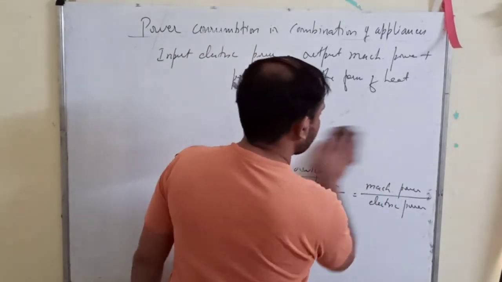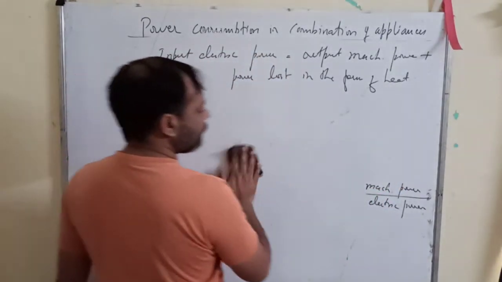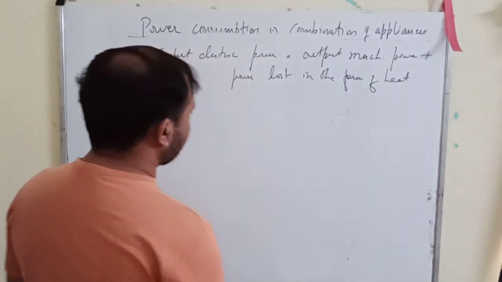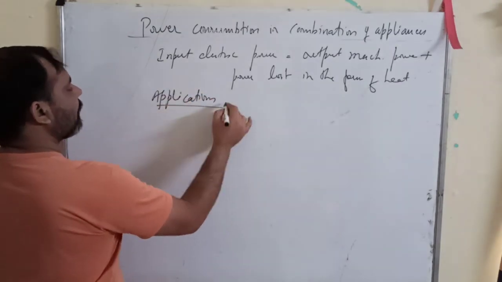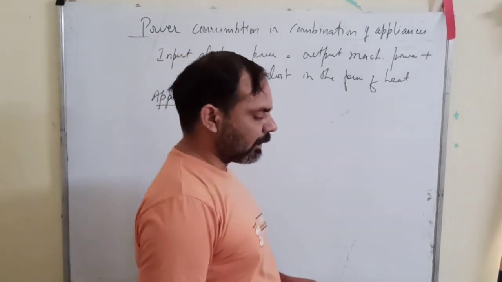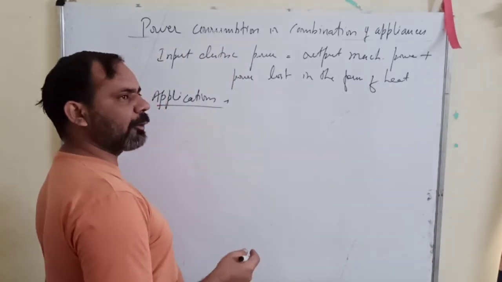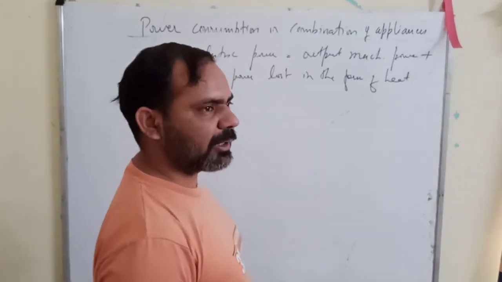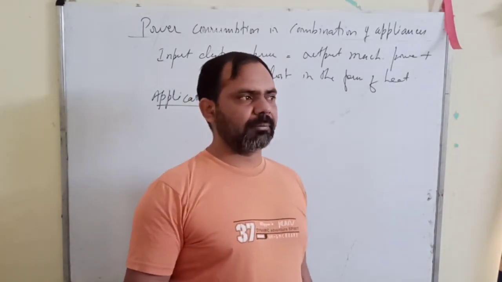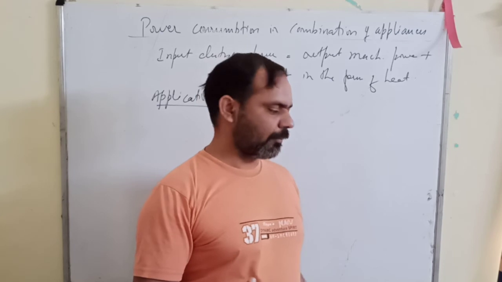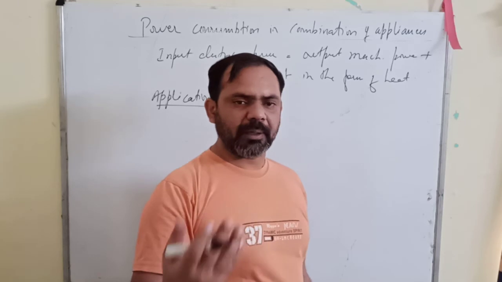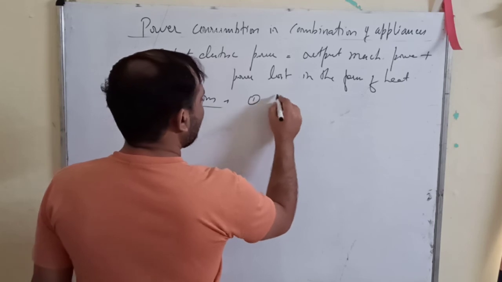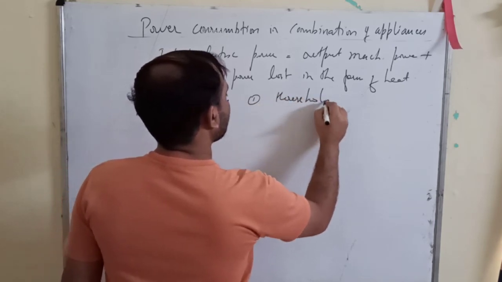The last thing is applications of heating effect of current. So first, we have so many household appliances in our home, like suppose an electric heater, and like that iron which we use to iron our clothes. So we have different appliances that work on the heating effect of current. So first is household appliances.